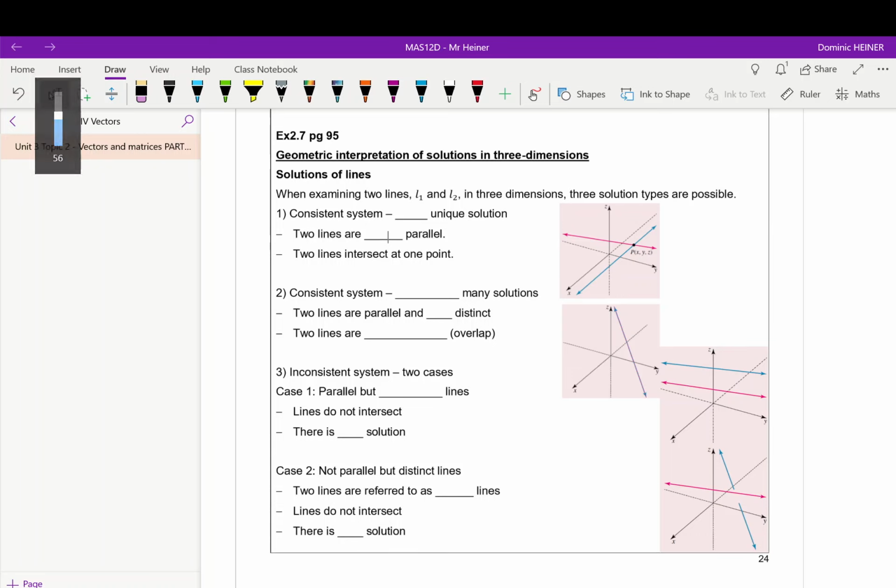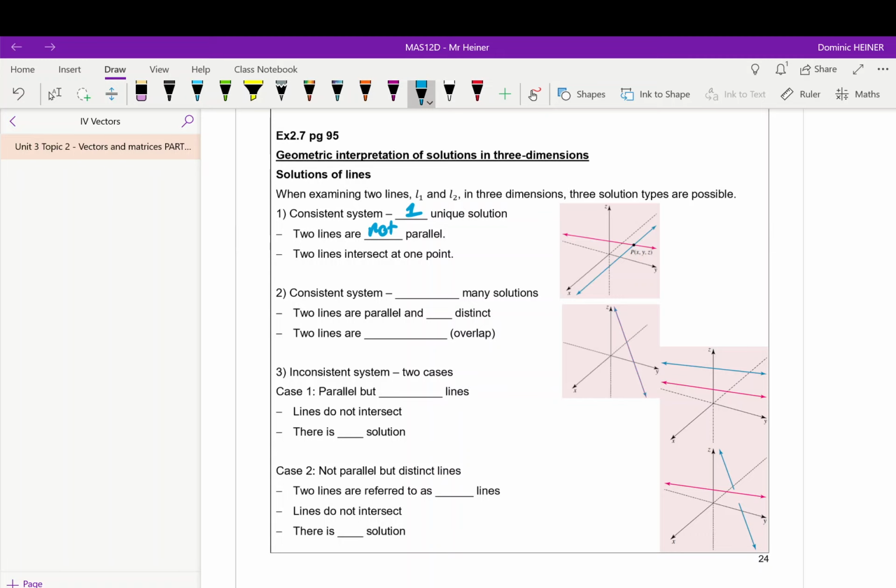Today we're looking at a geometric interpretation of solutions in 3 dimensions. So looking at solutions of lines in 3 dimensions, we have 2 lines, L1 and L2, both modeled in 3 dimensions, and there are 3 possible solution types. So in a consistent system, we could have one unique solution. So in this case, that's the point P, X, Y, Z. The 2 lines are not parallel because they intersect, and they intersect at that one point.